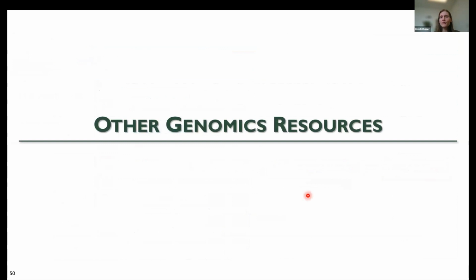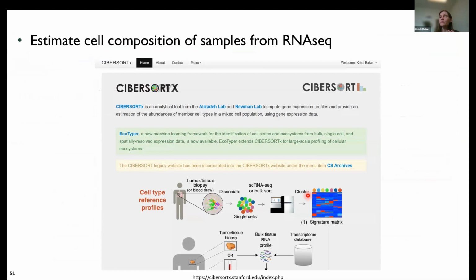So some other genomics resources that I just want to quickly touch on. I'm not going to show you how any of these work, I'm just going to tell you they're available. A lot of the sequencing data that you download is not single cell sequencing, it's total RNA-seq. And so you don't get a breakdown of the cell types.